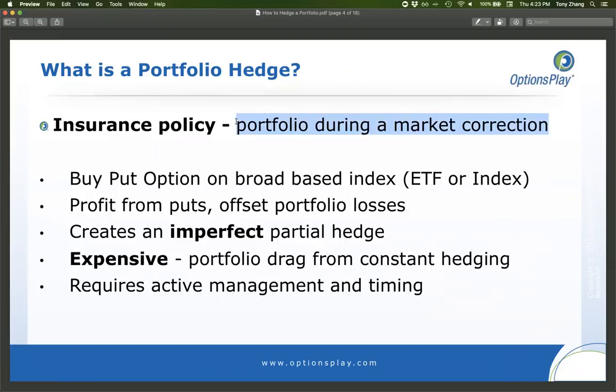And you can create this portfolio hedge by buying a put option on a broad-based index, ETF or index option, any index or ETF or tradable instrument that's highly correlated to your portfolio. You can buy a put option on it, and that will create a portfolio hedge. And the hedge itself is not necessarily protecting you. What you're doing is you're buying the put option, and that put option will profit as the market sells off, and the gains that you have in that long put will offset the losses that you have in your portfolio.